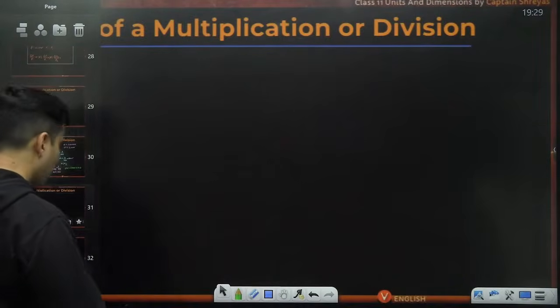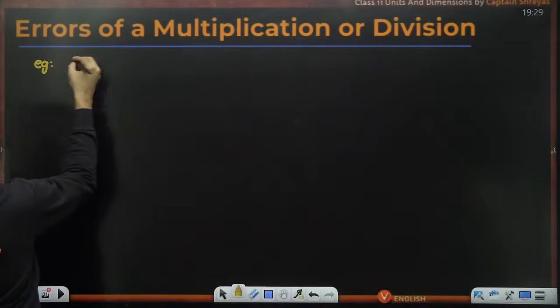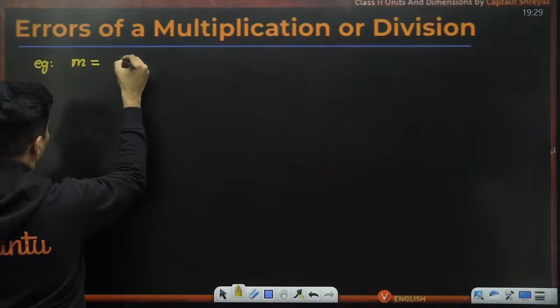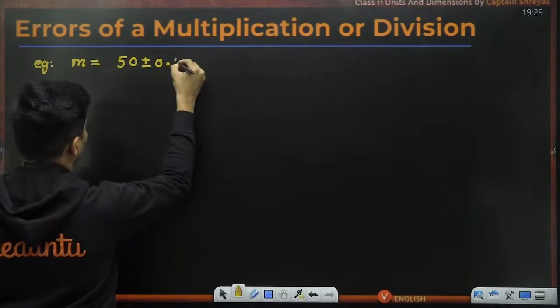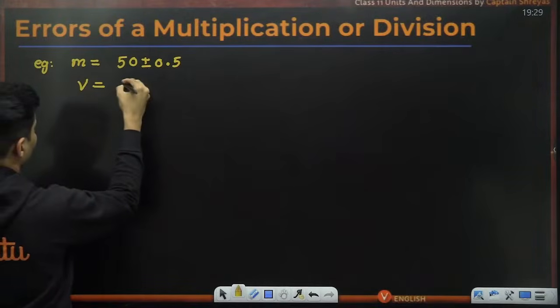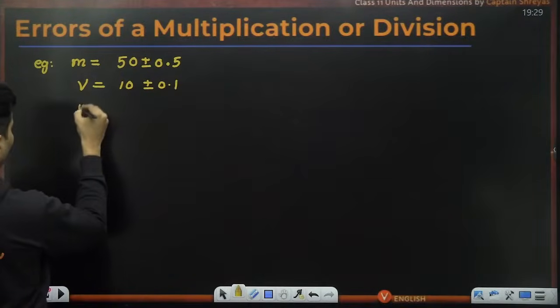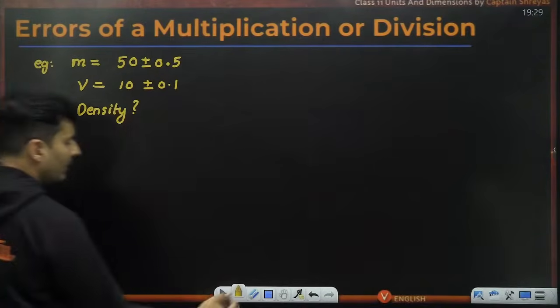Here it is. Let's say the question is like this. The mass of something is 50 plus minus 0.5. Okay, and let's say the volume of that thing is 10 plus minus 0.1. Can you find the density?